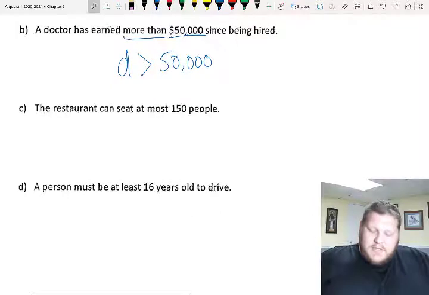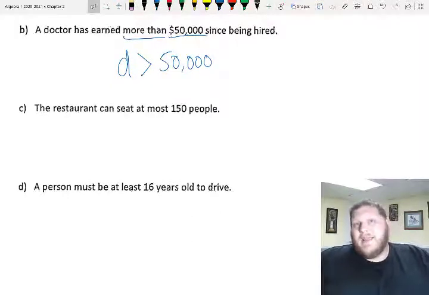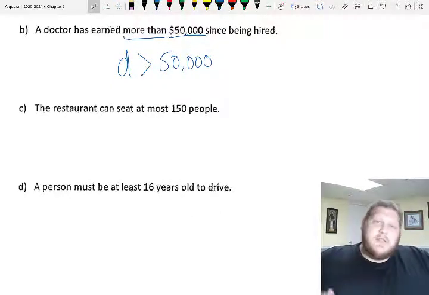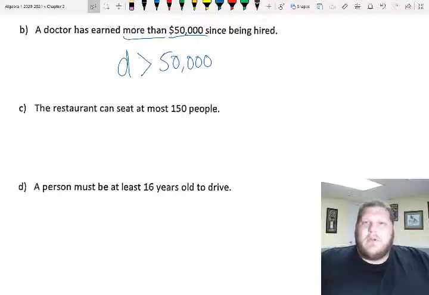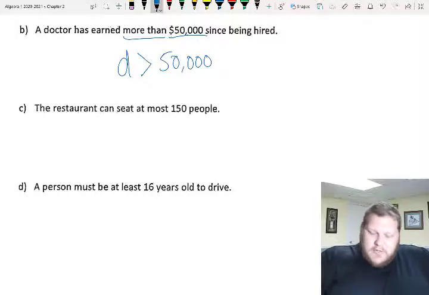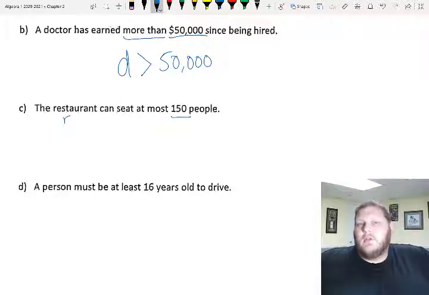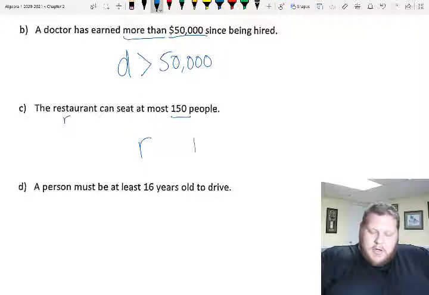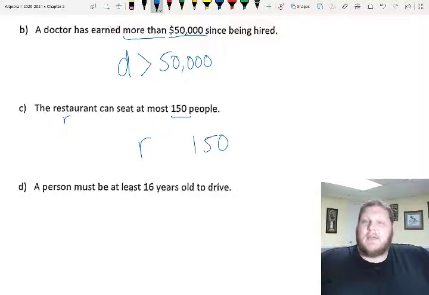All right, these last two are the most confusing. We start adding in different phrases where it's not just greater than, less than, more than, fewer than, stuff like that. That's more obvious. Part C is the restaurant can seat at most 150 people. So we see 150, that's going to be our number. Let's just use R for what our restaurant can seat. So we know that R and 150 are going to be related to each other in some way. Some inequality is going to be true with that statement.